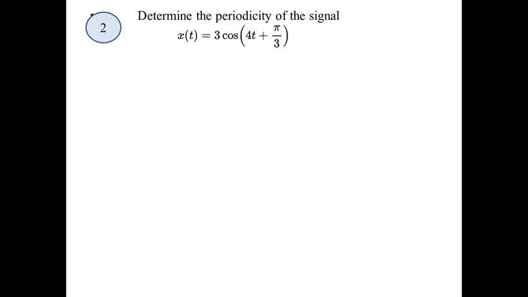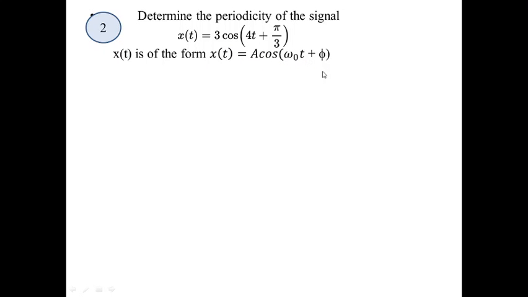Second, moving on to the next question: determine the periodicity of the signal x of t equal to 3 cos 4t plus pi by 3. Please take some time, pause your video, and try to analyze what type of signal this is. After analyzing, you can see that first you have to fix the given signal into a standard form. What is the standard form? It is a cosine signal, x of t equal to A cos omega naught t plus phi.